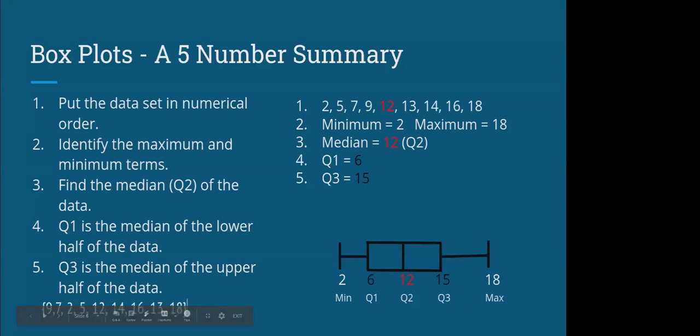So then in the third step, we find the middle of the whole data set. So that's where we got 12. Remember, there are 9 terms. So we just came in 4 on the left side, 4 on the right side. So bam, we found the middle.